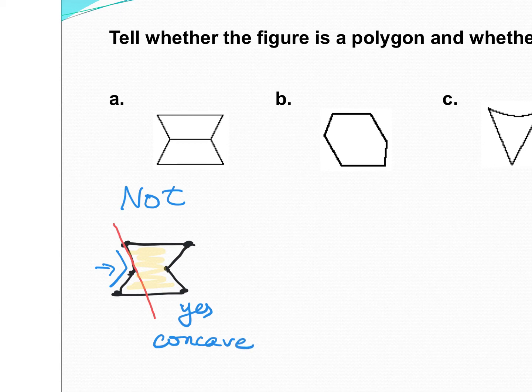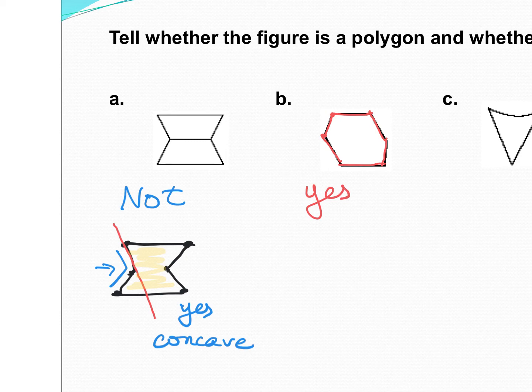The next one, again, notice this one, all of the sides stop at and meet only one other side. No collinear points, it's a closed figure. So this one would be yes, it's a polygon.